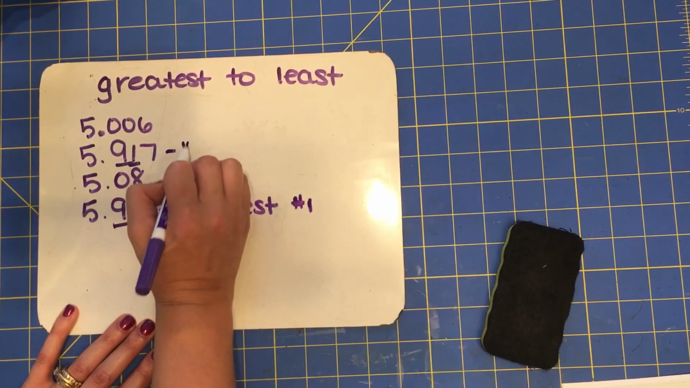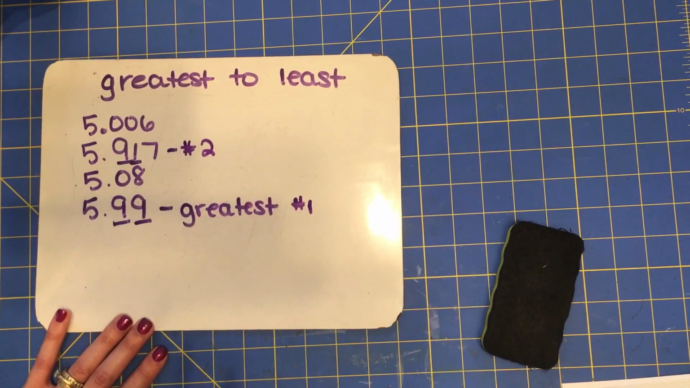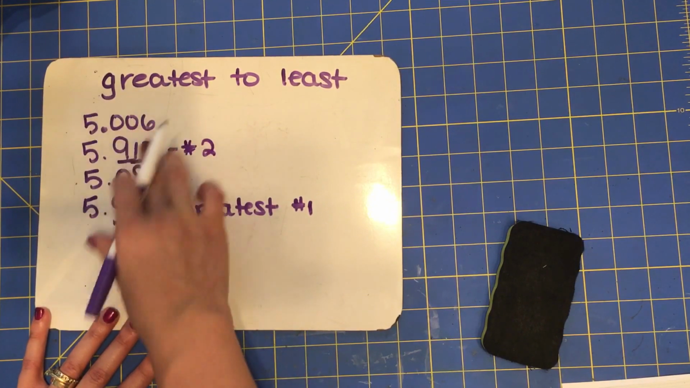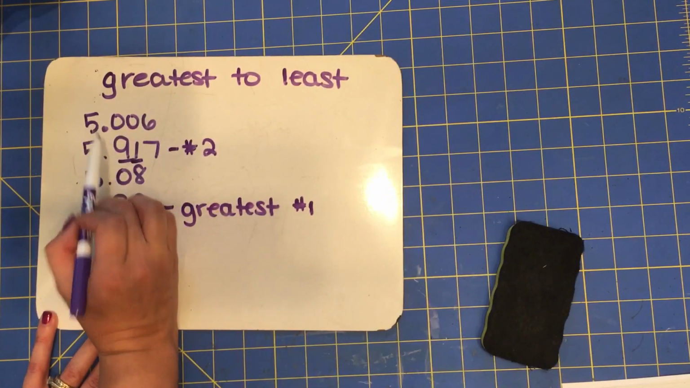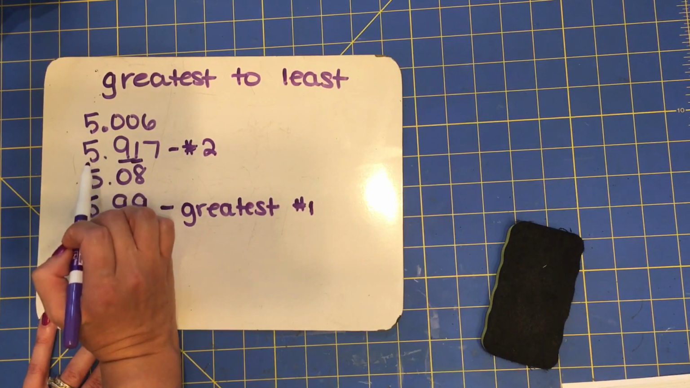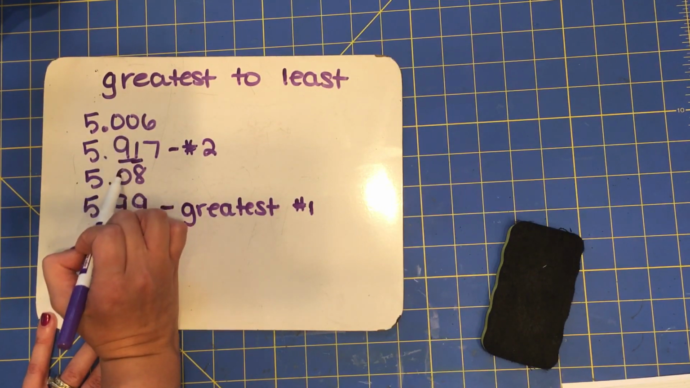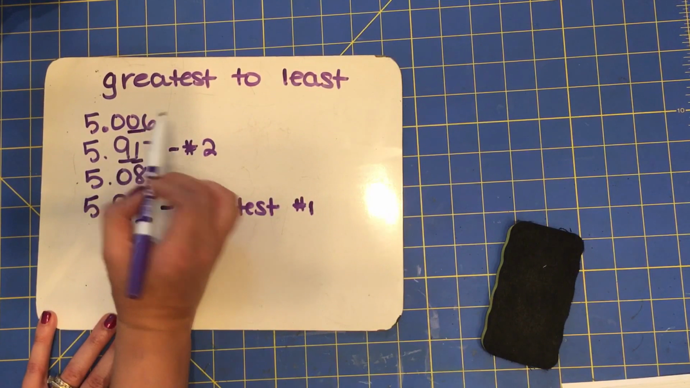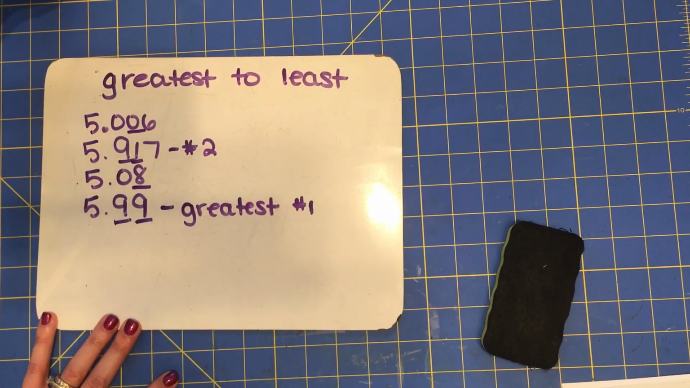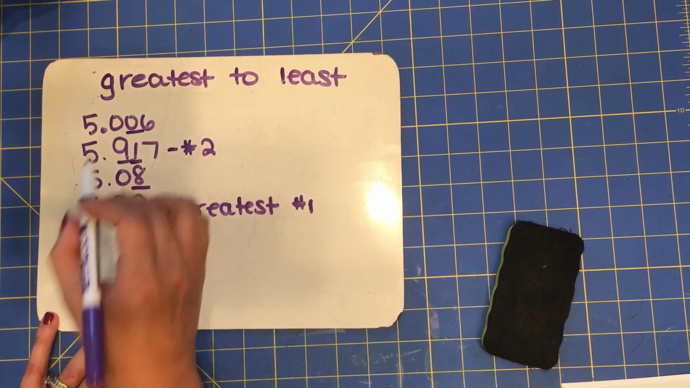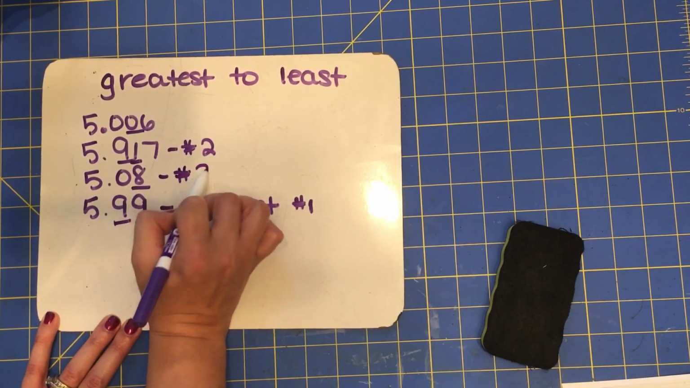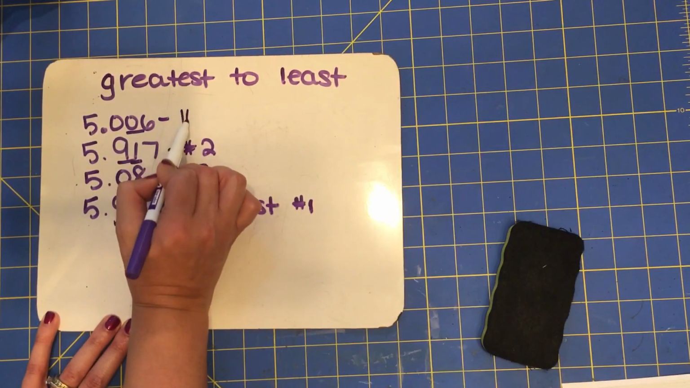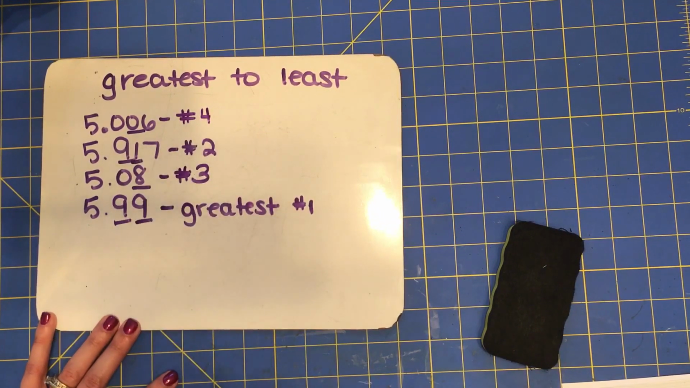So when you wrote them down on the line underneath, this should have been first on your list. Then this number should have been second. And then we'll go back to the beginning to look at these 2 numbers here. So if I start in the ones place, they both have a 5. They both have a 0 in the tenths place. So again, I have to go to the hundredths place. And when I do that, I see this number has an 8 and this has a 0. Well, I know 8 is greater than 0. So that's going to be number 3. And this is going to be my smallest or my least number.